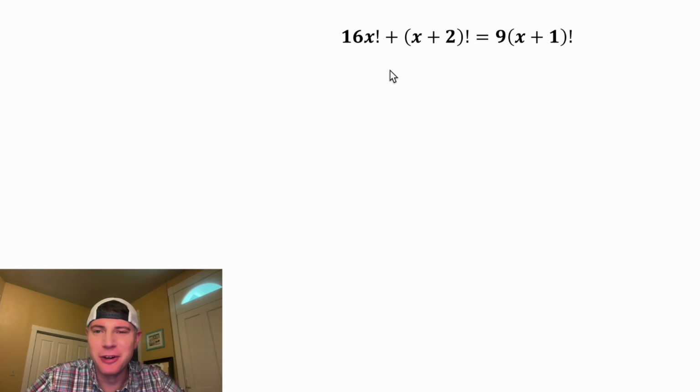Hey guys, this looks like a fun one. We're given 16x factorial plus the quantity x plus 2 factorial equals 9 times the quantity x plus 1 factorial.